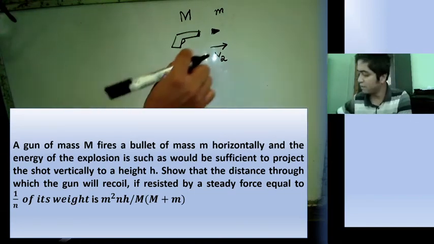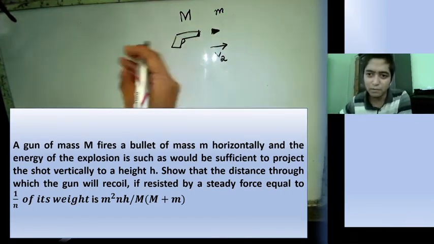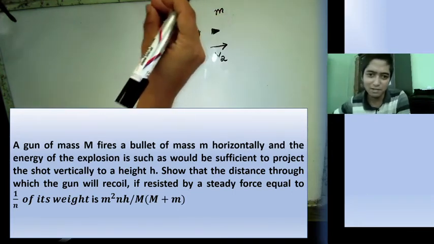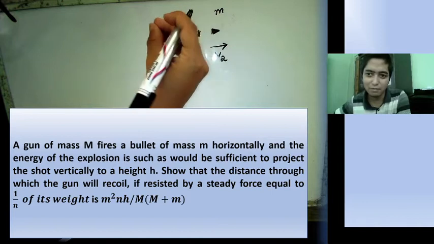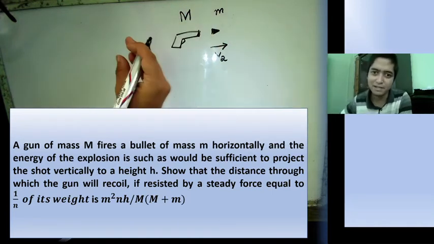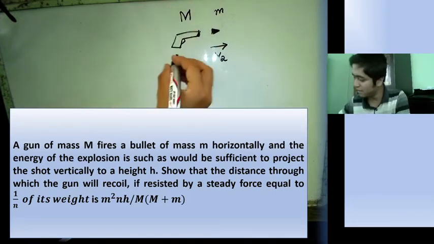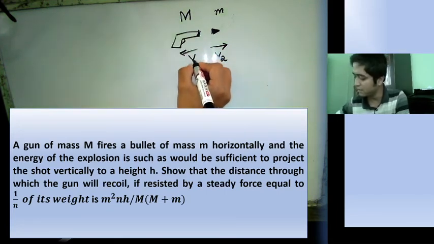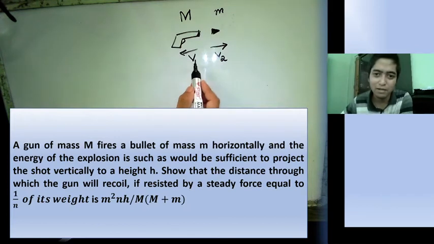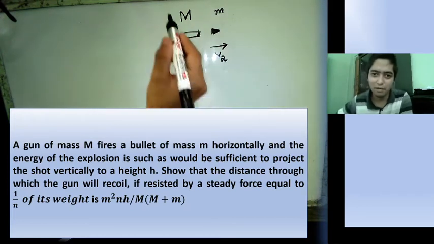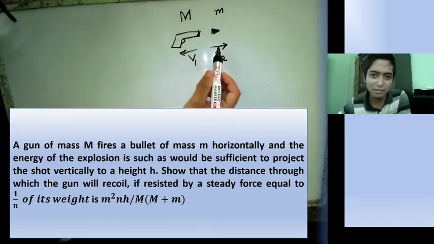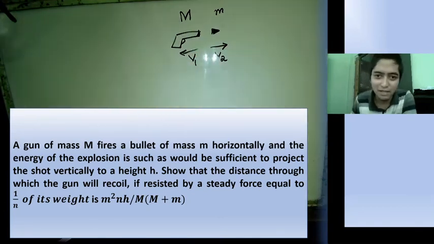And over here the gun will also suffer a force, which is called the recoil. The gun will be moving in this direction, and that velocity is called the recoil velocity. Let us call it v1. So v1 is the recoil velocity of the gun, v2 is the velocity of the bullet, small m is the mass of the bullet, and capital M is the mass of the gun.